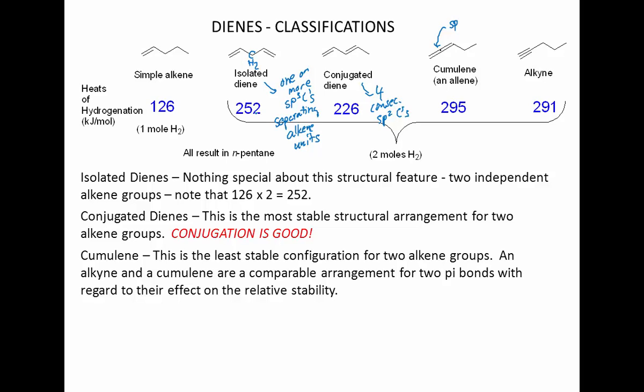Okay? Alright, so conjugated diene, this is the most stable structural arrangement for 2 alkene groups. This is something you need to remember for a long time. Just a simple phrase. Conjugation is good. Okay, on a cumulene, this is the least stable configuration for 2 alkene groups. An alkyne and a cumulene are of comparable stability, or a comparably stable arrangement for 2 pi bonds. Okay, and they both involve 1 or more sp carbons as well.